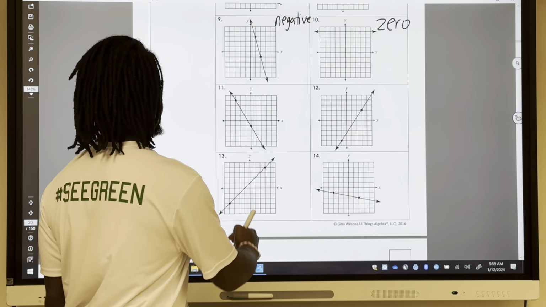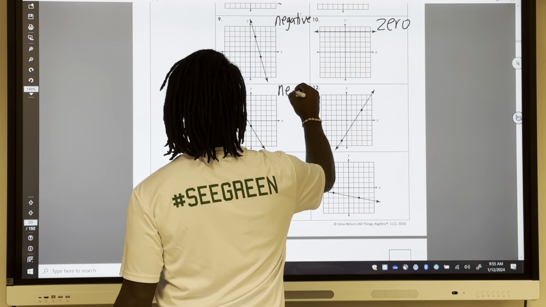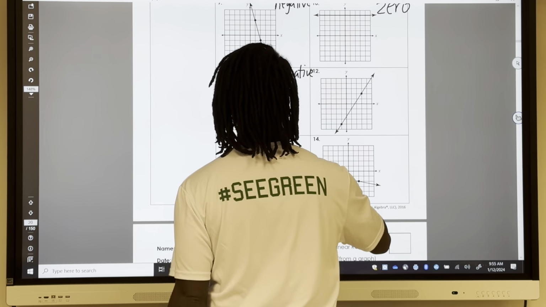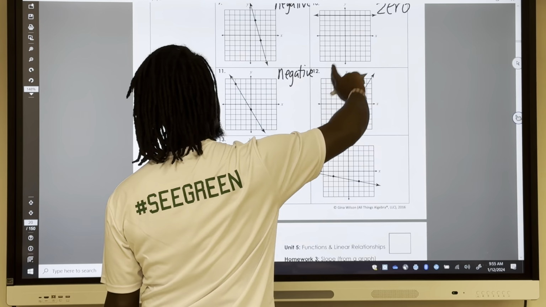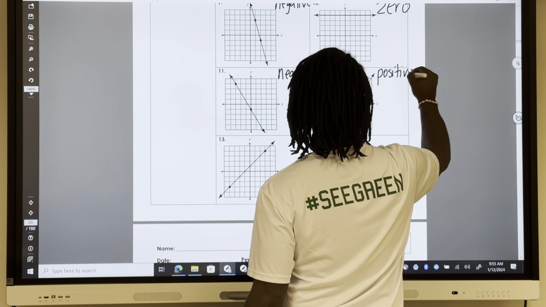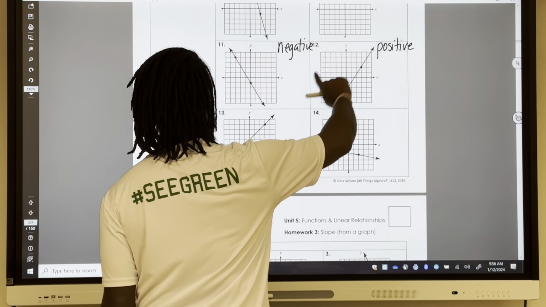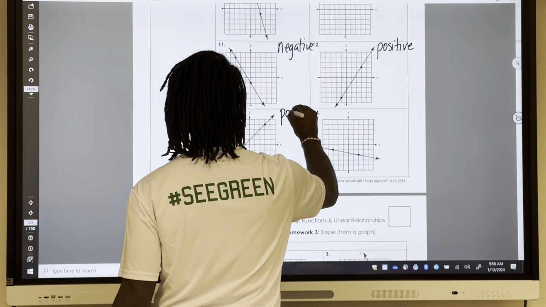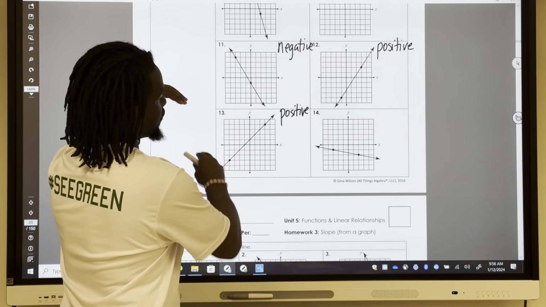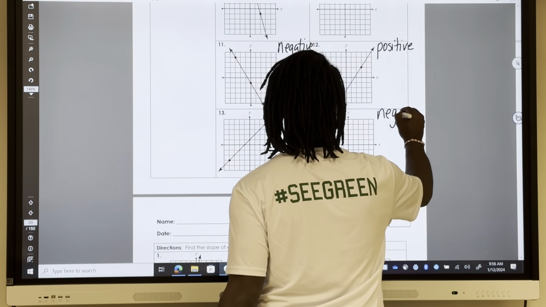Number 11 is going down. So that has a negative slope. Number 12 is going up. Has a positive slope. Number 13, also going up, positive slope. And then number 14 is going down, so that has a negative slope.